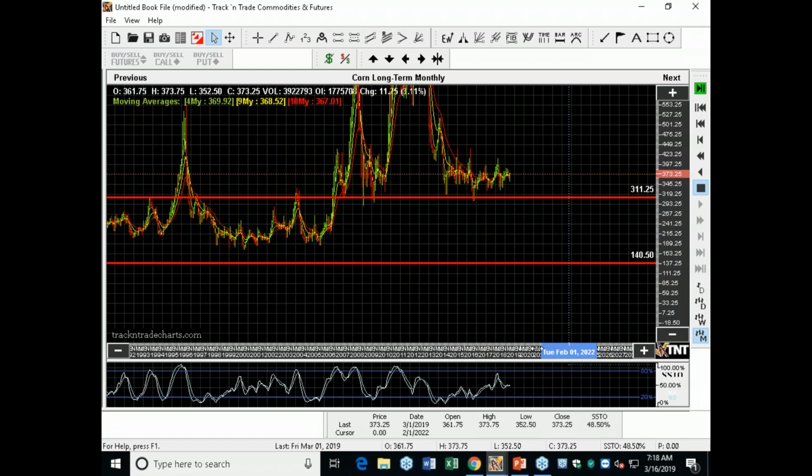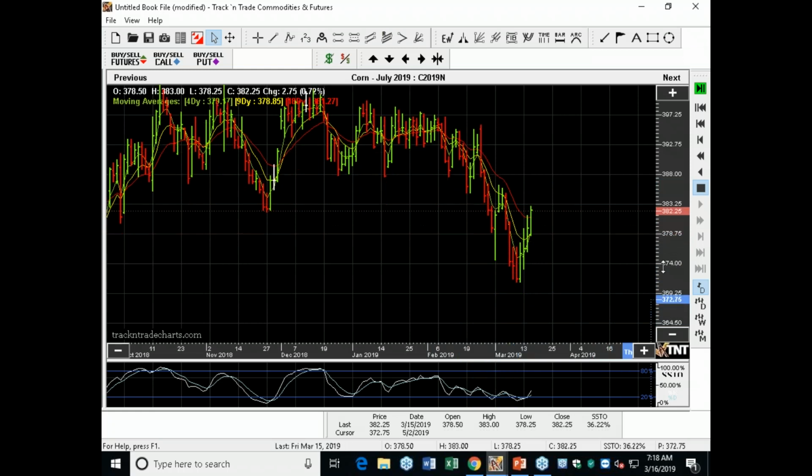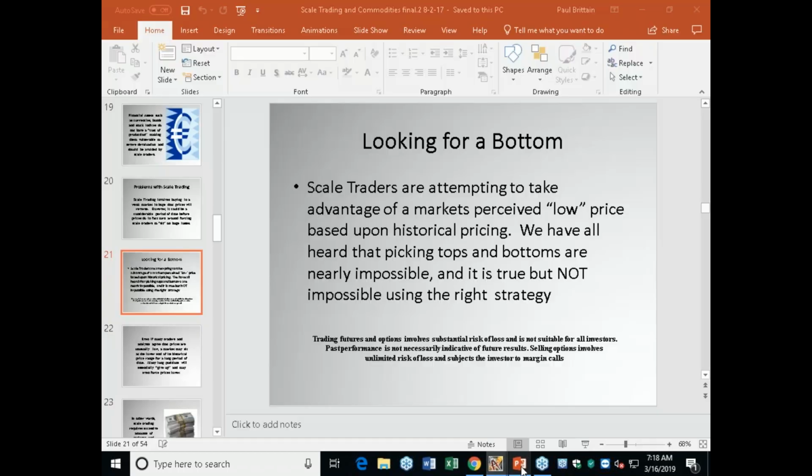What's something worth is the age-old $64,000 question. Corn prices, so figure 3.50 is the cost of production. We came down low to that. So, looking for the bottom.